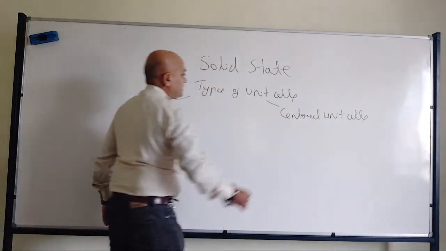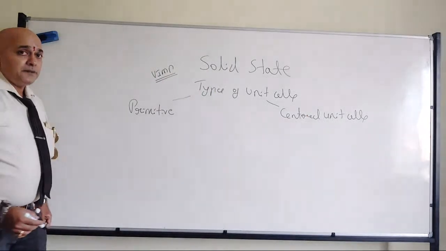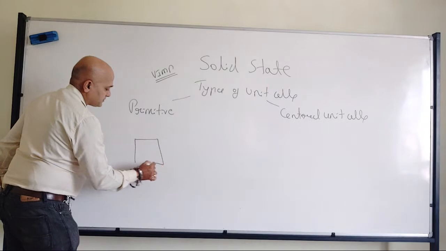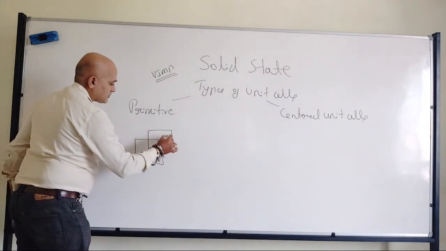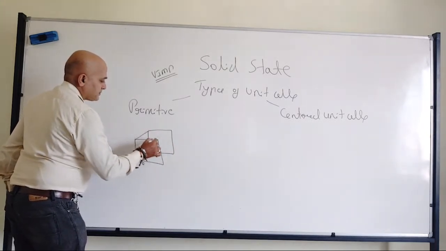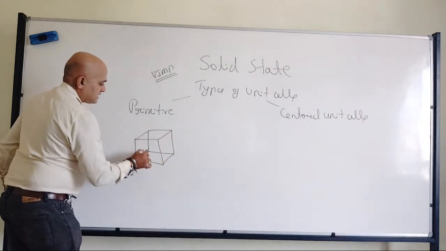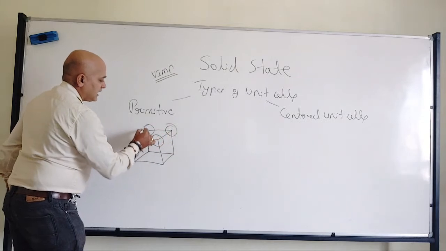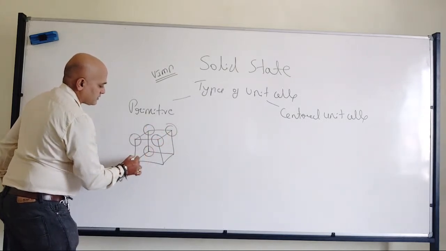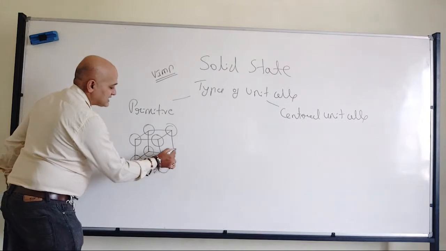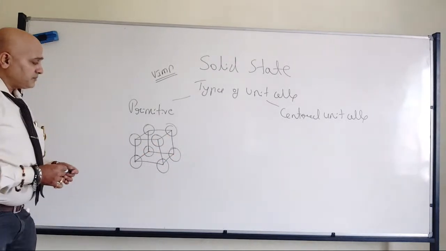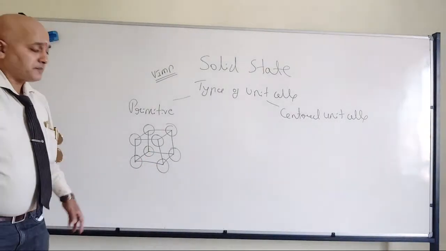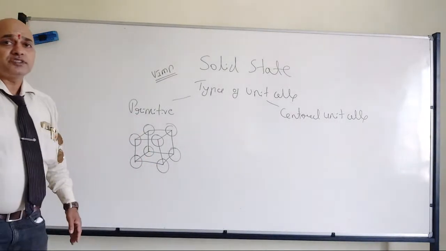When I am talking about the primitive unit cell, we can represent the primitive unit cell like this. We can represent where we have the atoms. In reality, these atoms should touch each other. If I do it like that, it will not be clear. That's why I have shown it a bit far. So that's where we have the primitive unit cells.